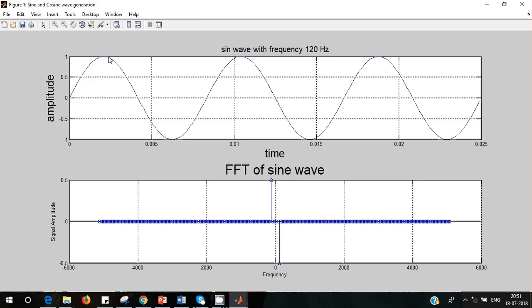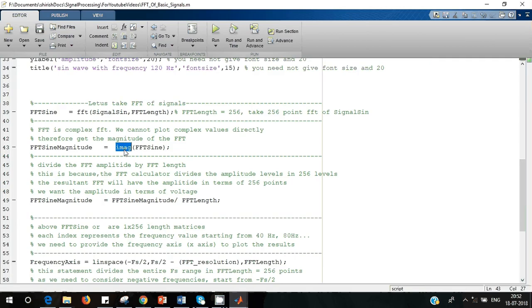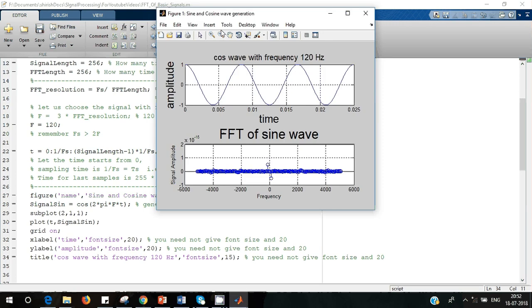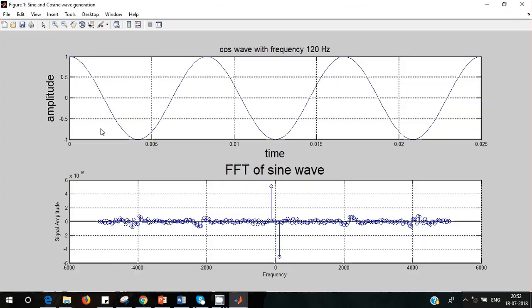For the negative frequencies we are getting the positive amplitude, and for positive frequencies we are getting the negative amplitude. So this is the imaginary part of the FFT of the sine wave. Similarly, you can plot it for the cos. You can simply change it here to cos. Now this is the cos.